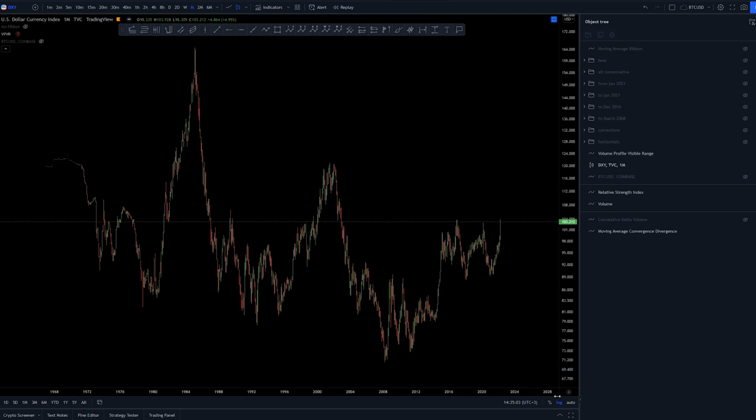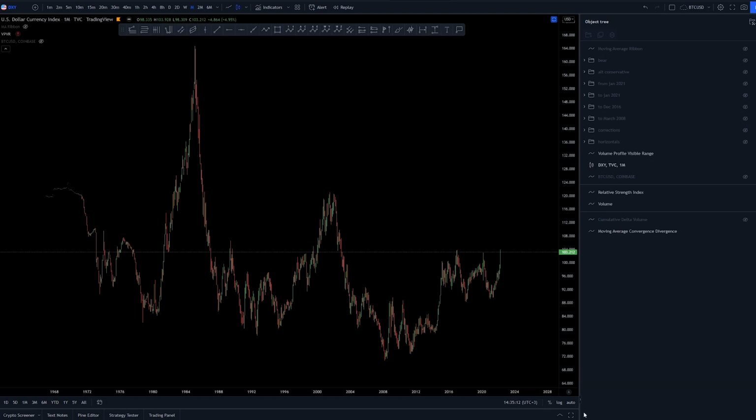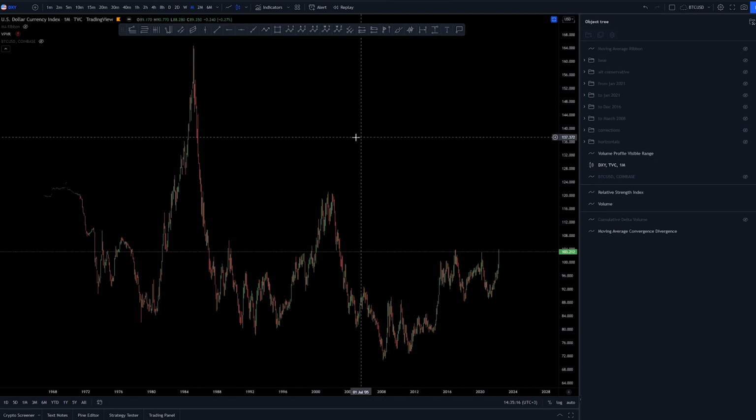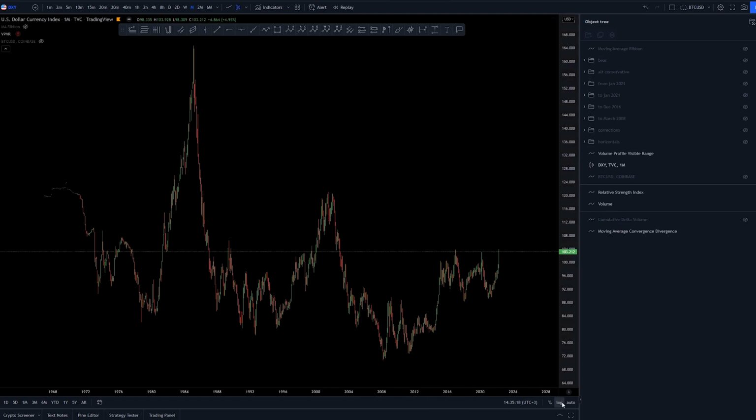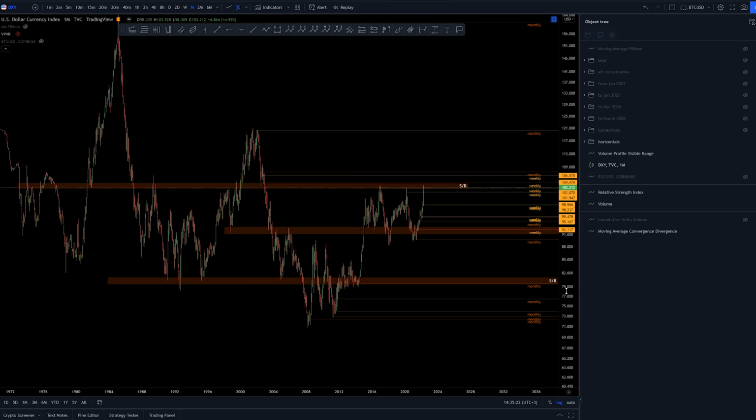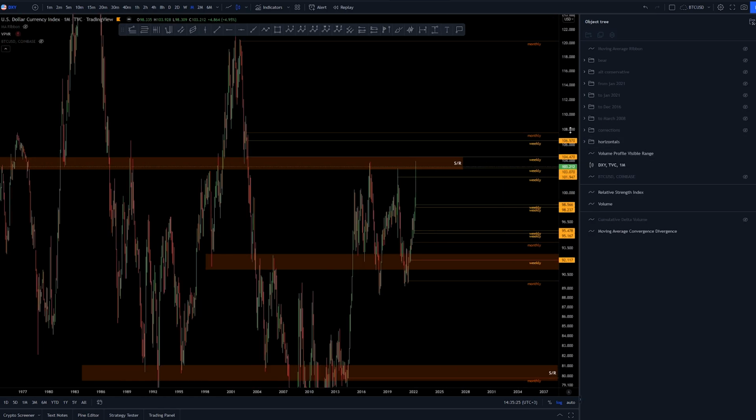This chart is viewed on logarithmic scale and can be found on Tradingview under US dollar currency index from TVC. This could be viewed on arithmetic scale as well, as it's not really different from logarithmic to arithmetic here. So let's get going on the major levels of support and resistance.